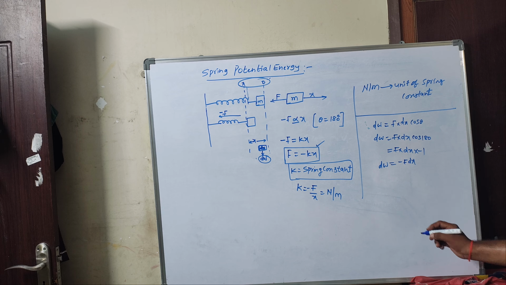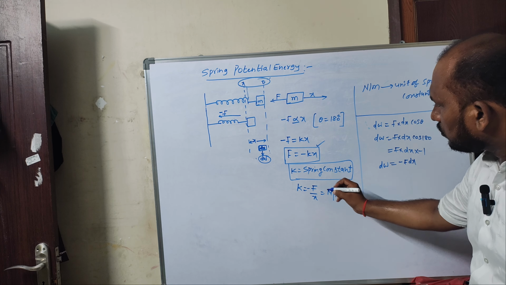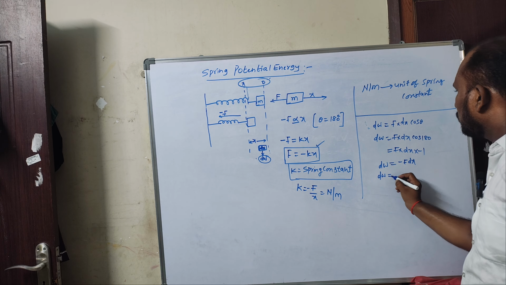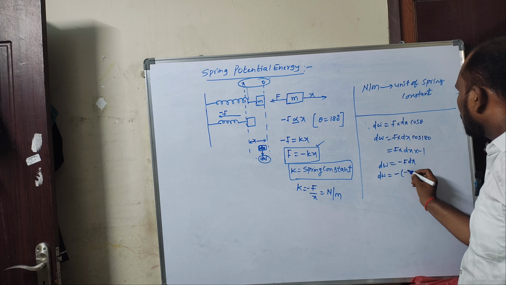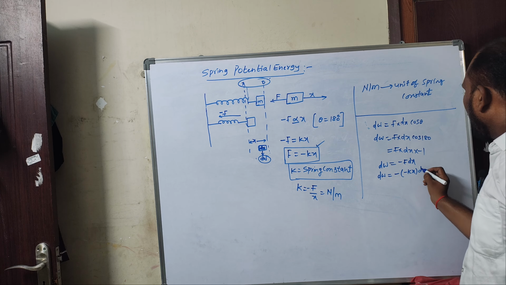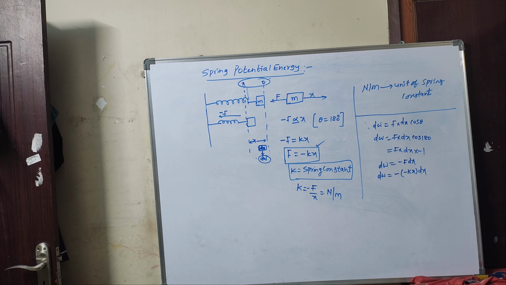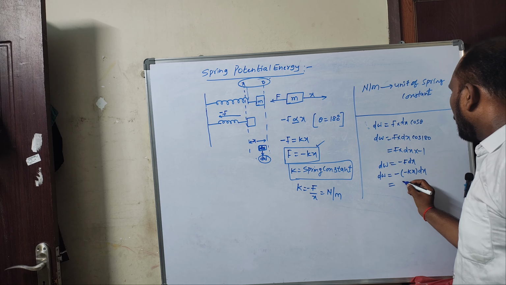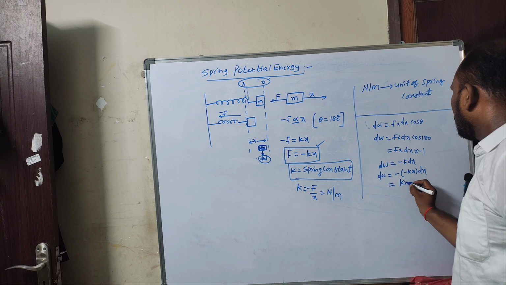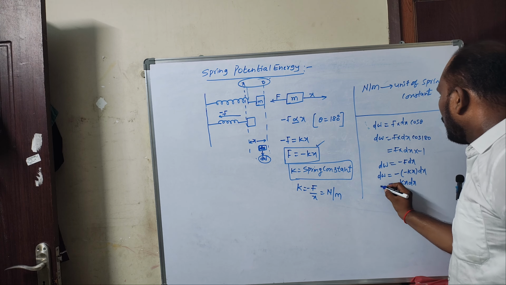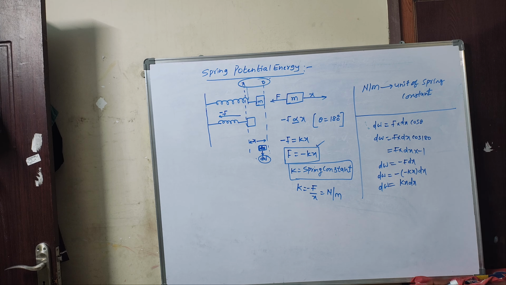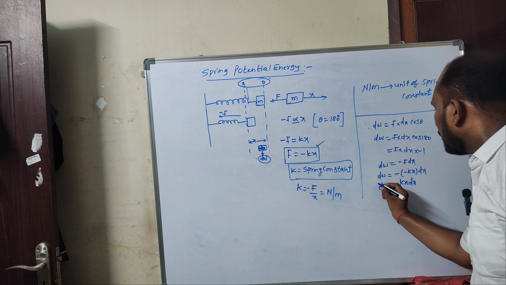Now what I have to do is substitute the f value. So what is the f value? Just now we found it. So dw is equal to minus kx into dx. Minus kx into dx. So what do I get here? Minus of minus, what? Plus. So dw is equal to kx into dx. Integration applied on both sides.